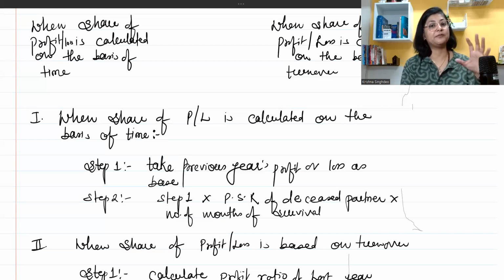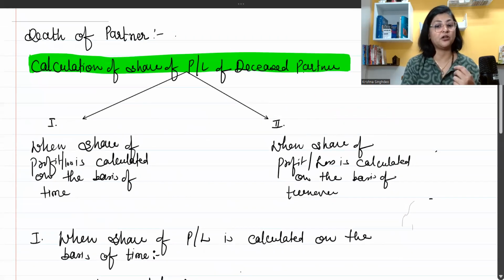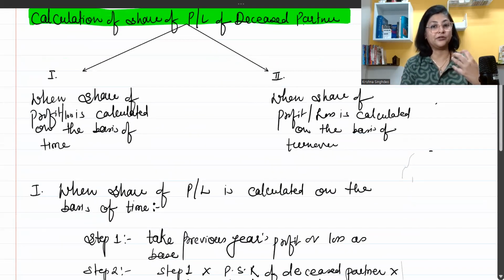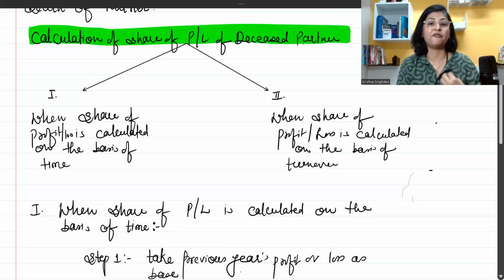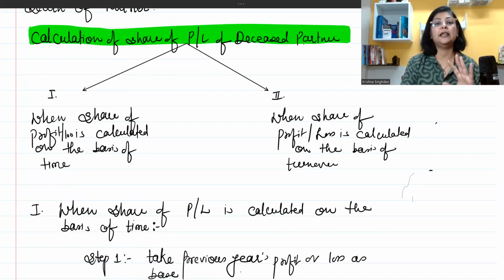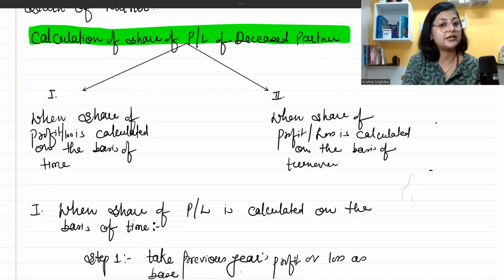Then the second case, which I'm just mentioning today and will do in detail in the next video, is when the share of profit or loss is calculated on the basis of turnover. In these kinds of questions, we will be given the turnover of the previous year and the profit earned by the firm in the previous year. The first thing we will have to do is calculate the profit percentage of the previous year, and then we will apply that profit percentage to the current year's turnover. I'm not going into detail in this video. For this, we will do a second video. Right now, I'm sticking to the first part.